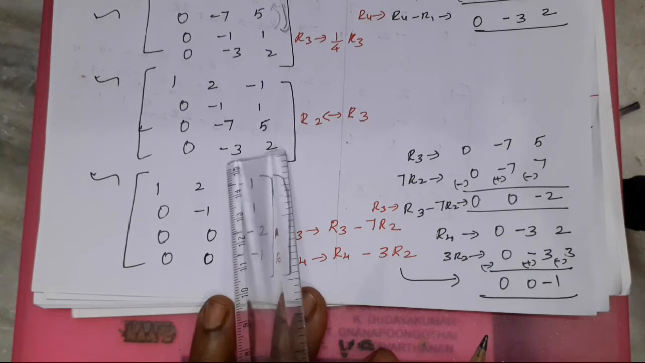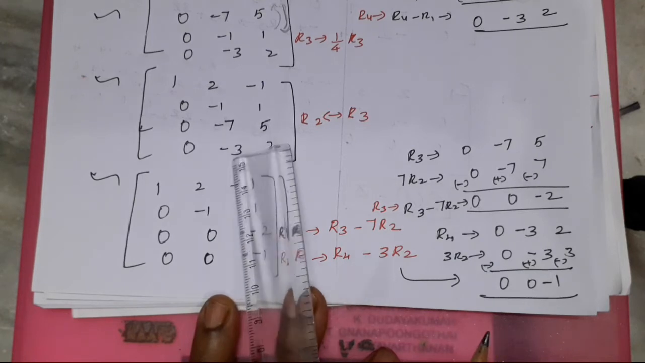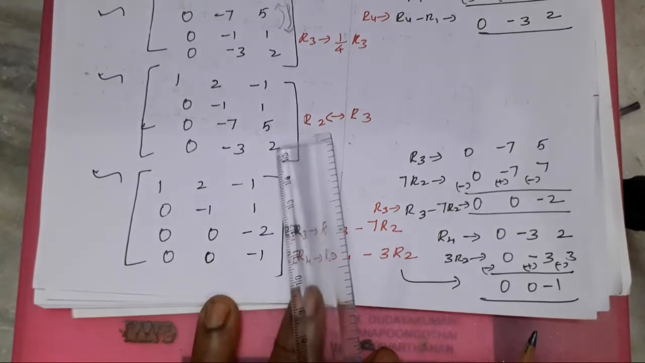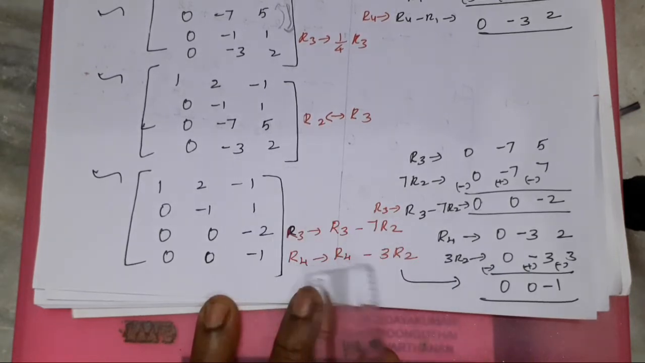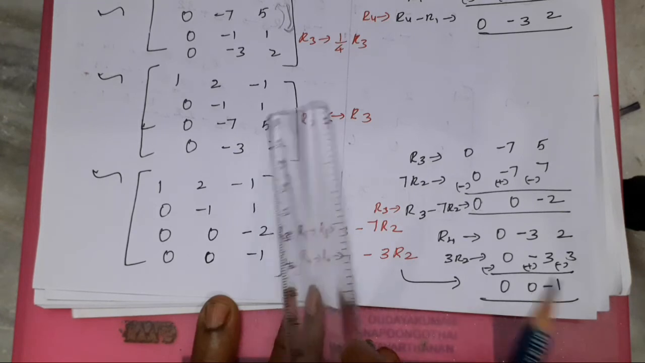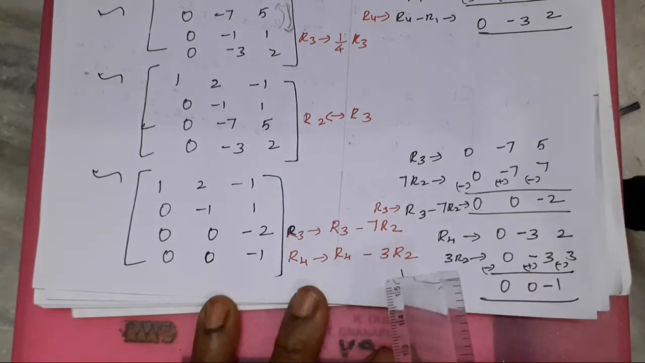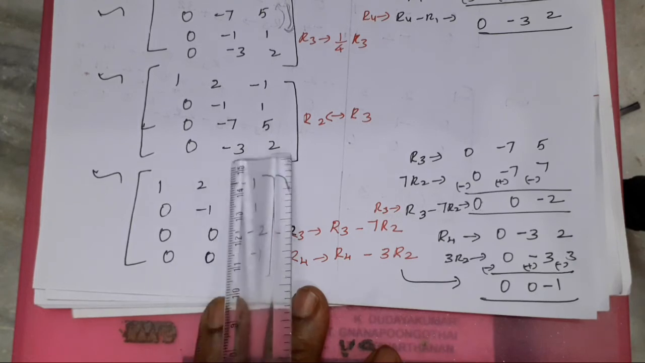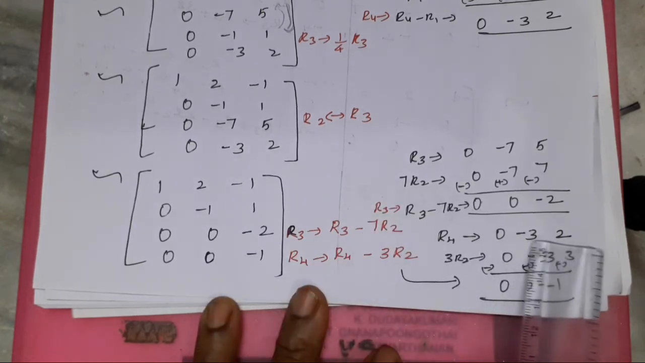Next, come to the last step. Here also we need minus 3 to become 0. Minus 3 comes in which place? R4, the fourth row. So R4 gives R4 minus what? 3 R2. R4 minus 3 R2. What is our R4? 0, minus 3, plus 2.